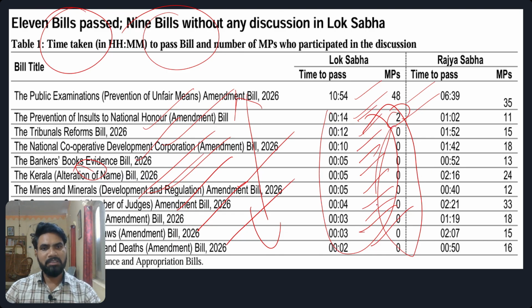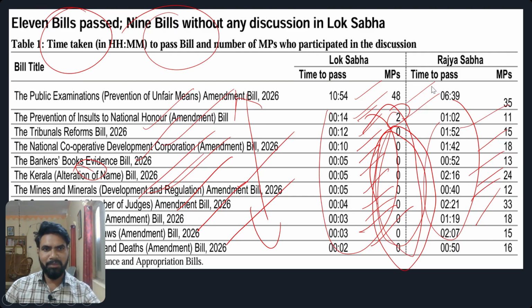For the rest of the bills, no member of parliament participated in the discussion in Lok Sabha. In Rajya Sabha, it is slightly different. They gave on average 1 hour to discuss each bill, and on average 12 to 15 members of parliament were able to participate in the discussion about a particular bill.